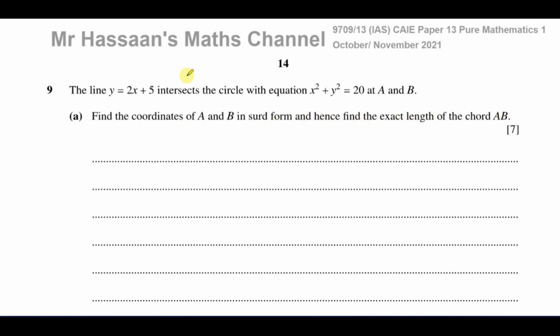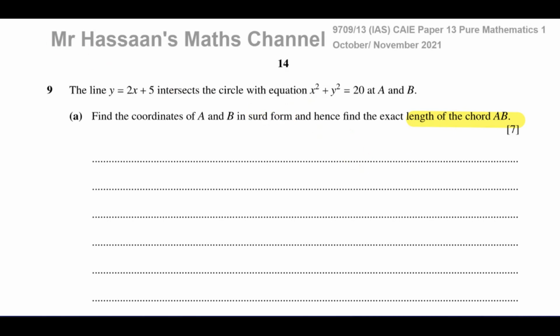Some mistakes that people make in a question like this, especially in the exams, is they don't read the question properly. A lot of students would stop here. They'll read "find the coordinates of A and B", and the rest of the question they won't read. So they'll end up writing the answer not in surd form, and secondly, they wouldn't go on to find the length of the chord AB. These things would cause lots of marks to be lost.